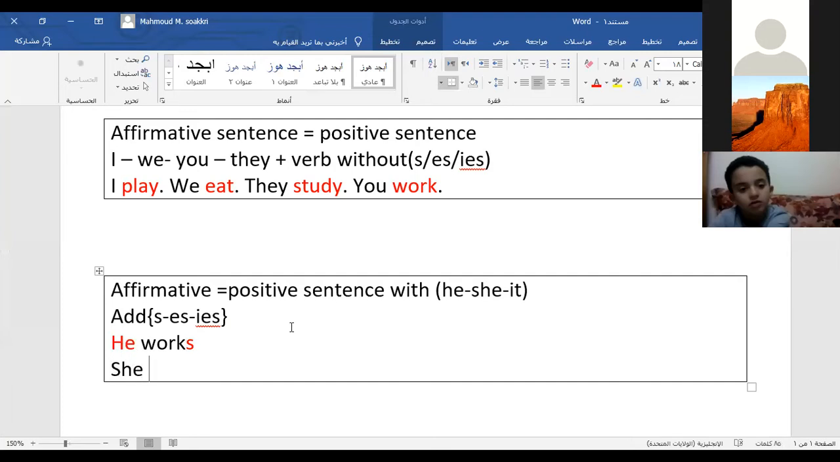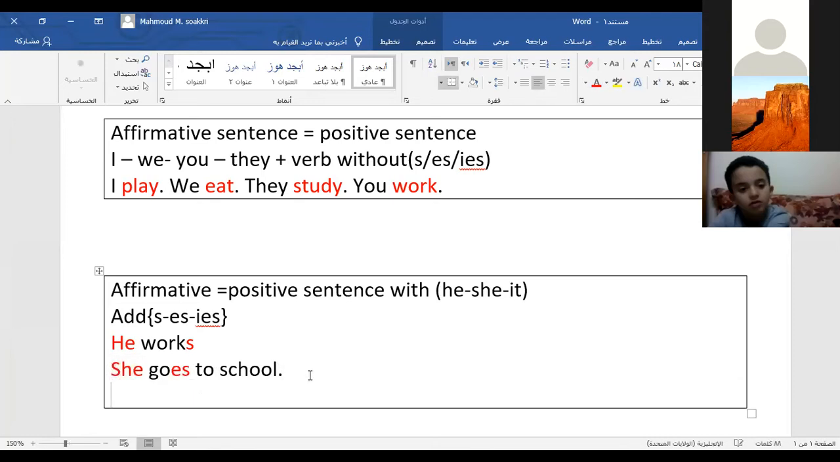she goes to school. What happened here? We add es to the end of the verb. Why we put es to the end of the verb? Because the verb ends with o.